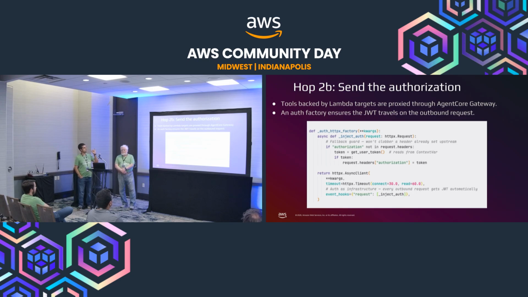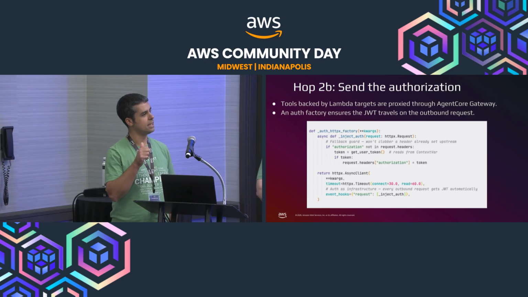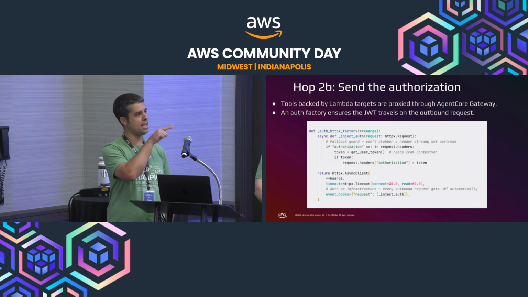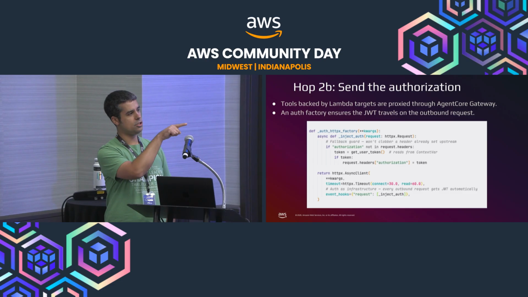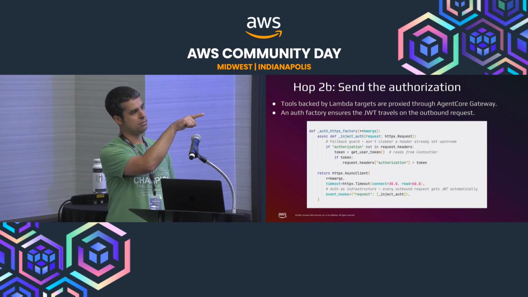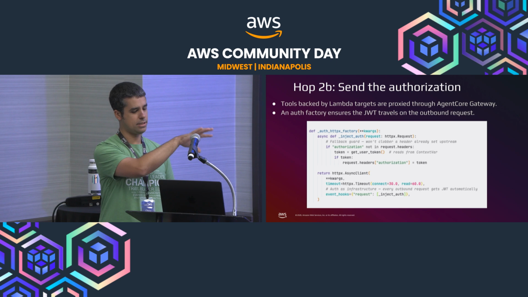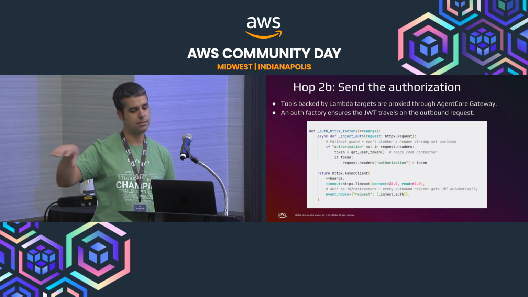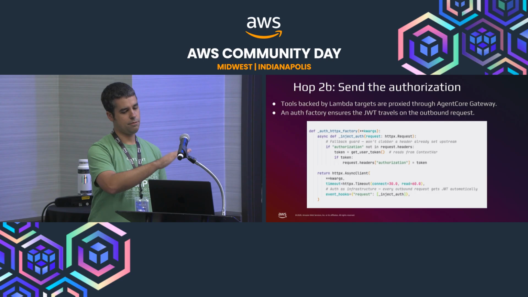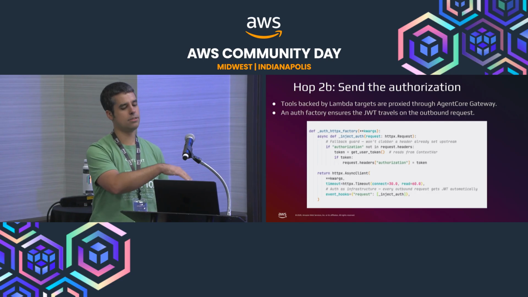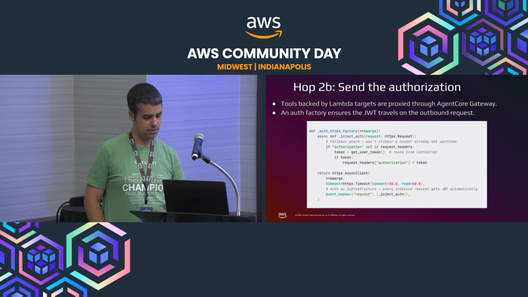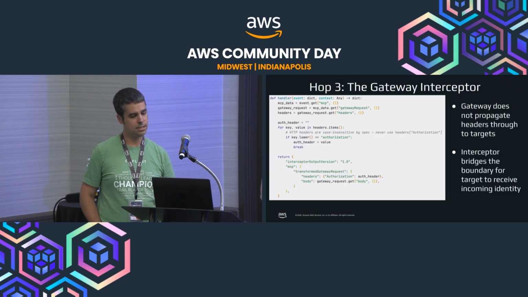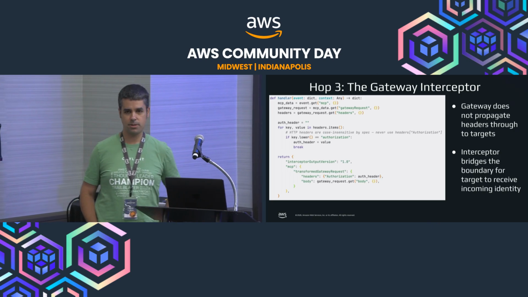Next, the tools that are backed by the Lambda targets get proxied through the AgentCore Gateway. In this case, we're actually using an HTTPX method here. This is not native to AgentCore, where we inject the authentication into the request that goes through the gateway and then the Lambda interceptor. This factory in HTTPX will add that to the outbound request, what you see in the very bottom of the example.